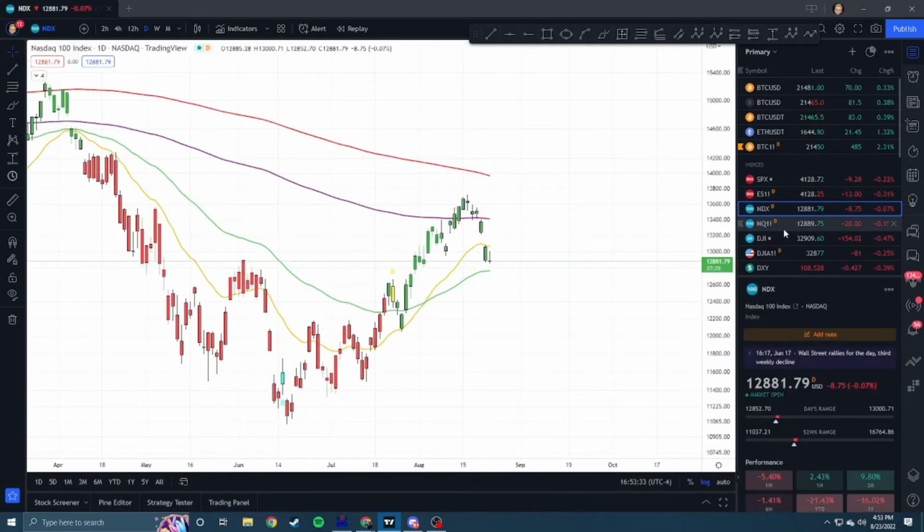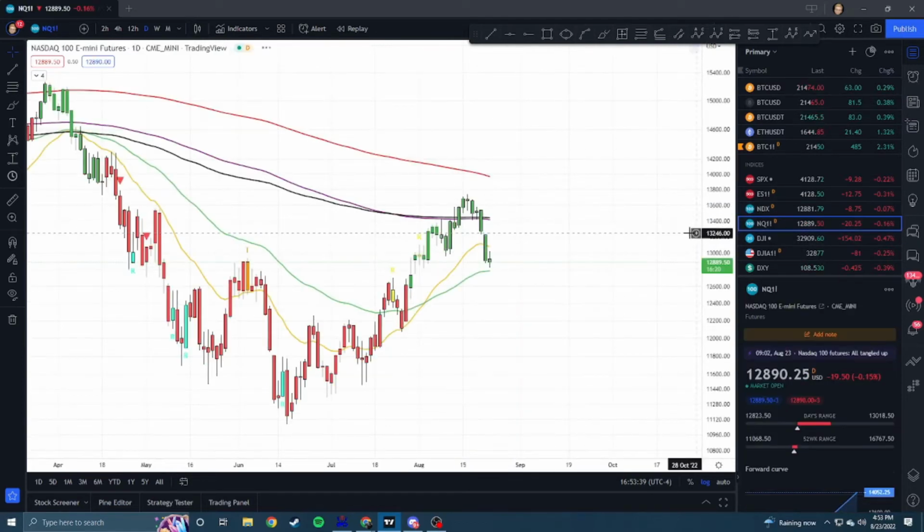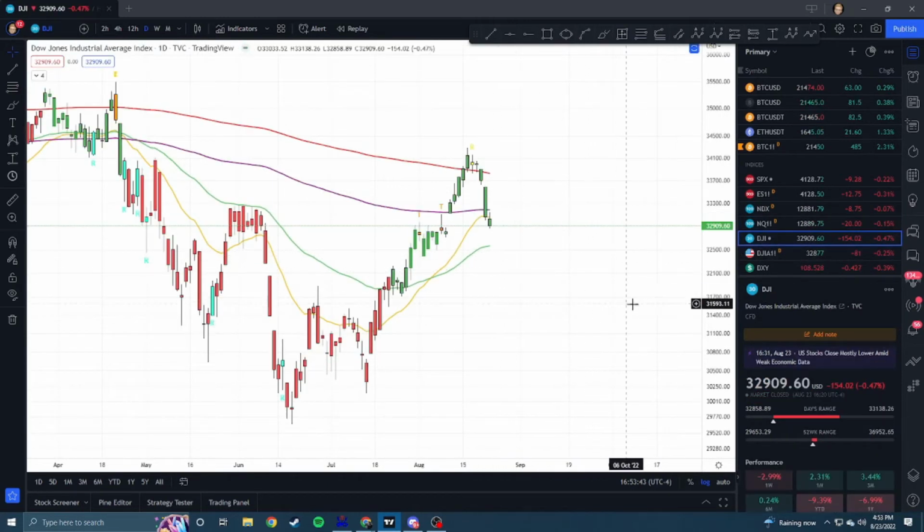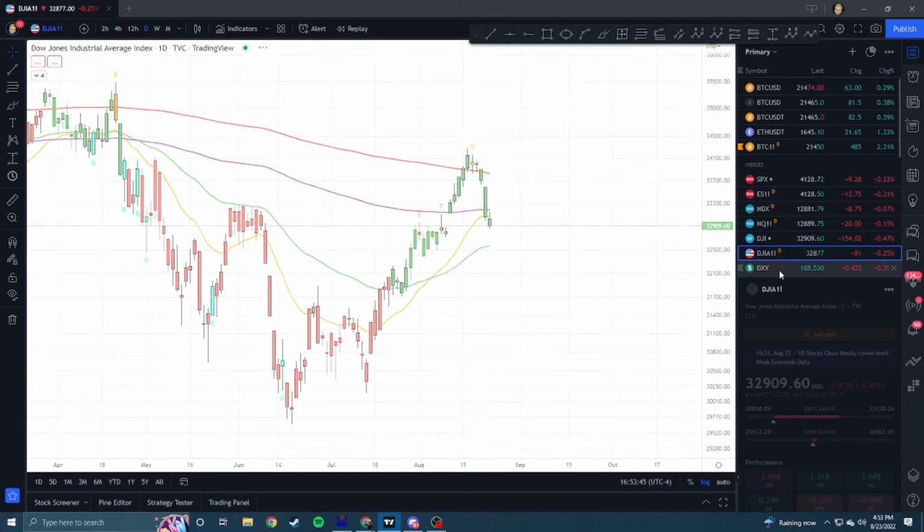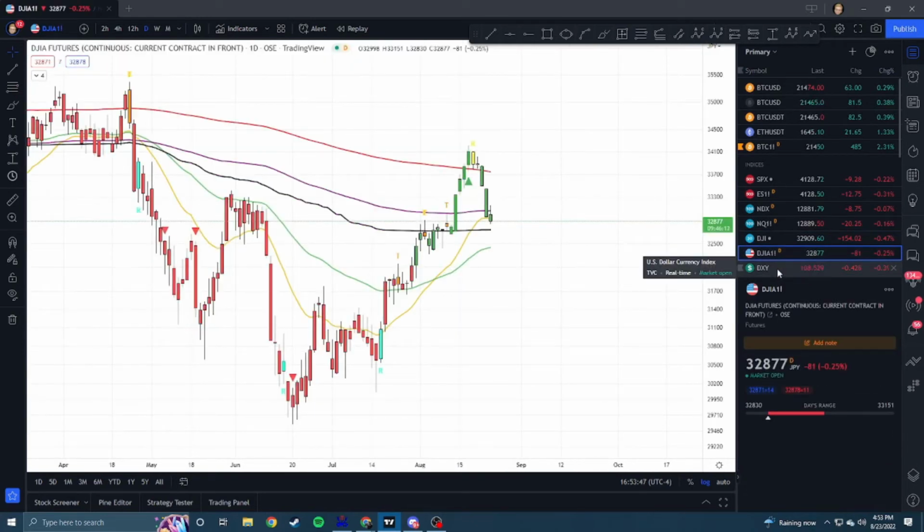Same kind of deal on the Nasdaq. We did confirm a local top. Same kind of deal here. The Dow Jones as well, all biased to the downside. Yeah, it's going to be the same story across the board.